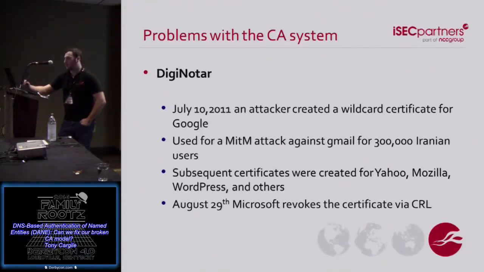He was able to create a wildcard certificate for Google. He then proceeded to use that certificate to man in the middle about 300,000 Iranian Gmail users. And also during this time, wildcard certificates were created for Yahoo, Mozilla, WordPress, and a bunch of other big name websites. So note these dates. July of 2010, the wildcard certificates came out. On August 29th, Microsoft finally revoked those certificates via CRL. That's about, what, a month and a half?